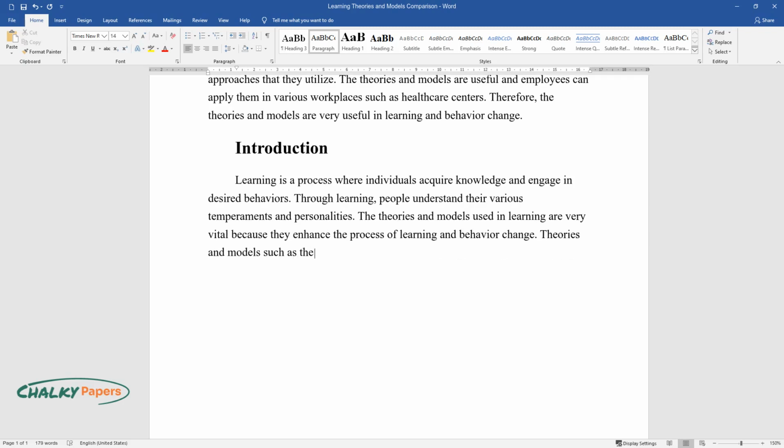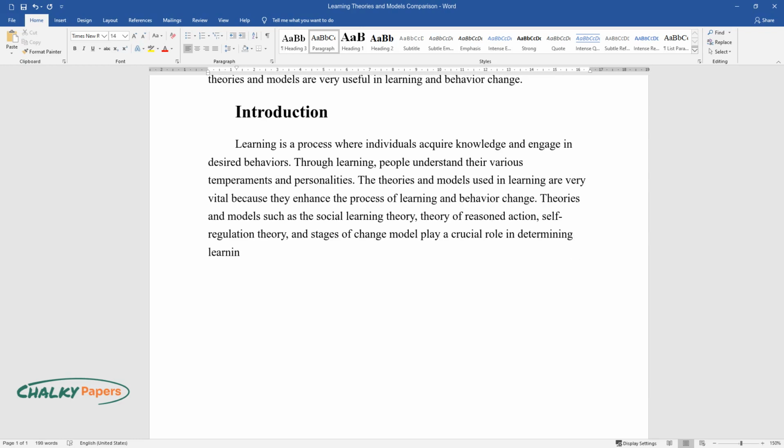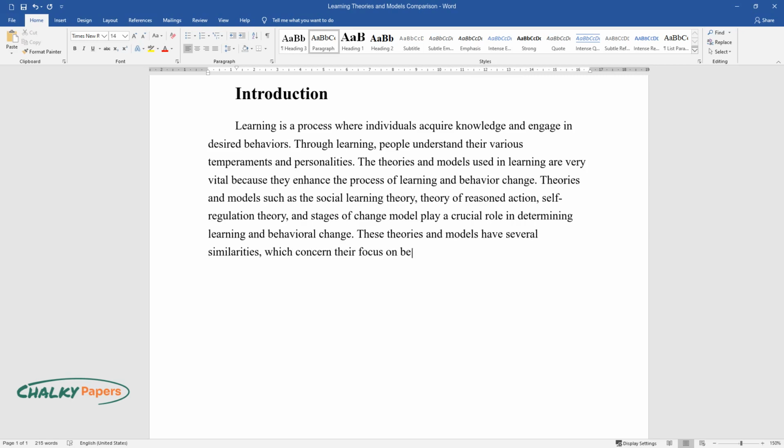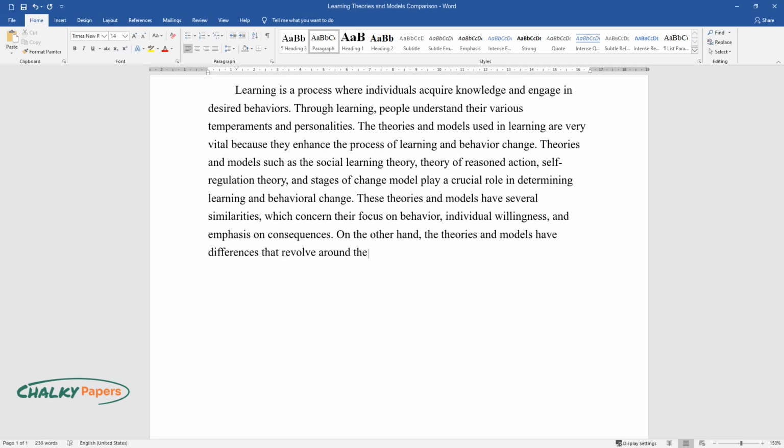Theories and models such as the social learning theory, theory of reason action, self-regulation theory, and stages of change model play a crucial role in determining learning and behavioral change. These theories and models have several similarities, which concern their focus on behavior, individual willingness, and emphasis on consequences. On the other hand, the theories and models have differences that revolve around the approach that they utilize.